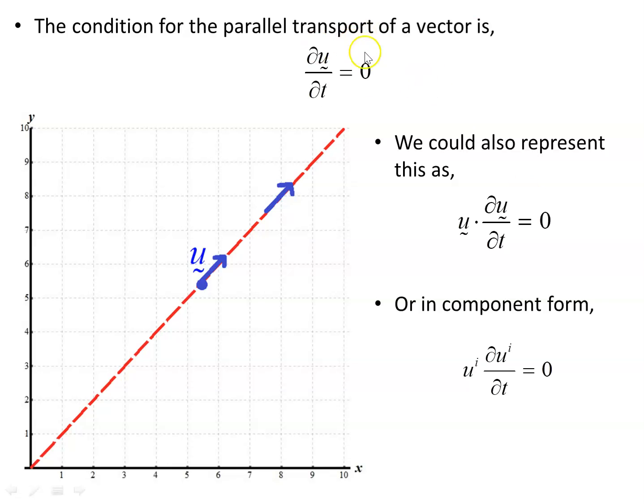All right, so the condition of parallel transport of a vector in this Euclidean space is that the partial derivative of the tangent vector, the velocity vector, with respect to time is 0. Now, we could also represent this as the scalar product of the tangent vector with its derivative being 0. And the reason for that will come up shortly. In component form, we could write that as u^i du^i/dt is 0, if we're looking just at the components. The reason for this will come up shortly when we go to curved space.